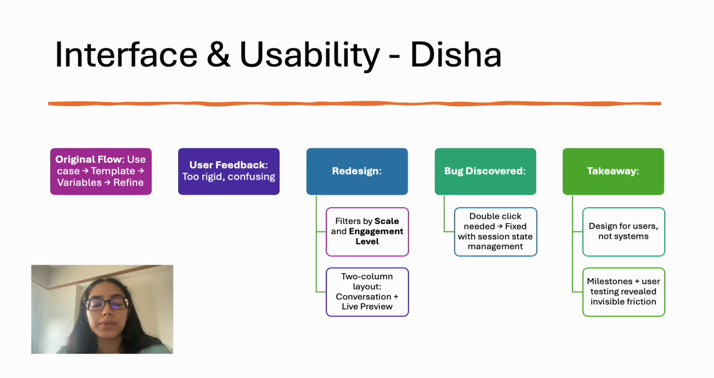As we move deeper into the fourth sprint, we shifted our focus from back end architecture to front end experience. This was the space where everything we had built, the AI, templates, and structure, had to be made accessible and intuitive for actual users. Our original workflow was technically sound. There was describing the use case, selecting template, editing variables, and refining output.